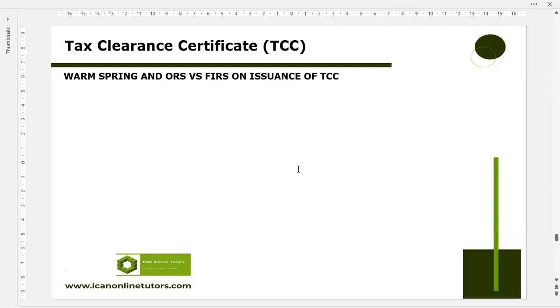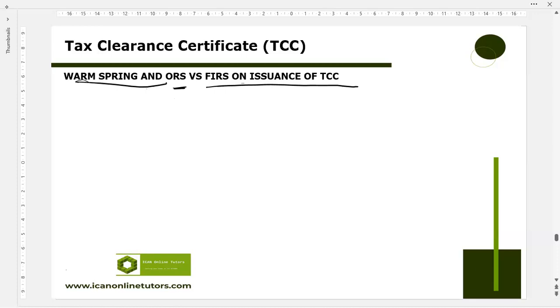So we have a decided case, which is the case of Warm Spring and ORS versus FIRS on the issuance of TCC. I want you guys to go and read that. Go and read the case of Warm Spring and ORS versus FIRS on the issuance of TCC. Google is my friend. So just go to Google. You have a lot of write-ups and articles on this particular case.